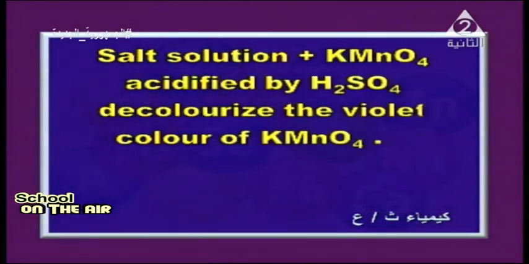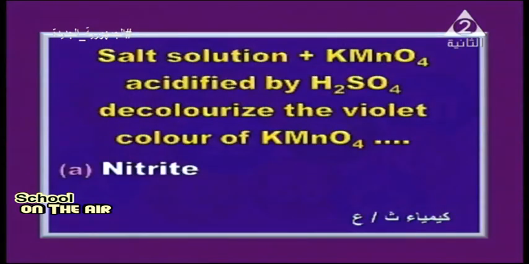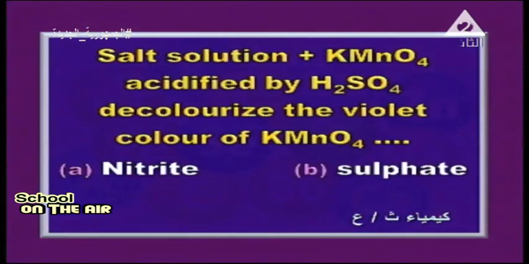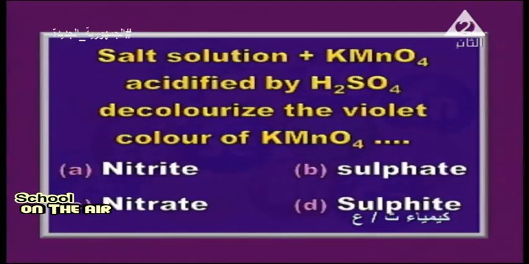Next point. Salt solution plus potassium permanganate solution acidified by sulfuric acid. Here it decolorizes the violet color of potassium permanganate. The radical is nitrite or sulfite, sulfate or nitrate? If you think about the answer here, my dear student, yes, it will be nitrite.